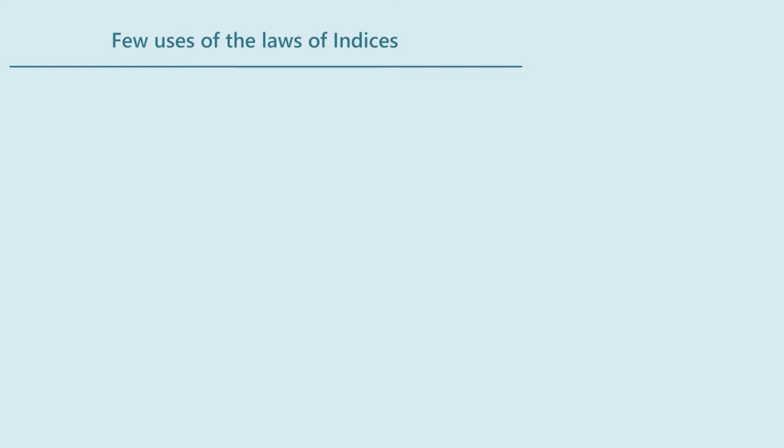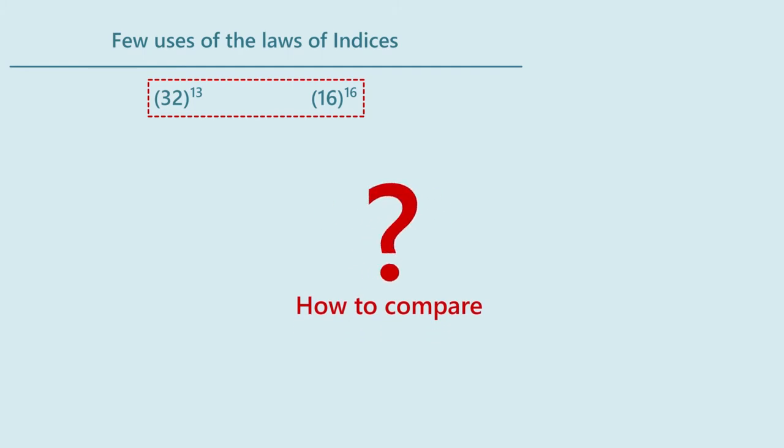Suppose you are given two numbers, 32^13 and 16^16. Remember that these two are really very, very big numbers, but they look compact by the use of index form. Can you tell which of these two numbers is greater? Observe that it is not possible to compare these numbers directly, in contrast to the direct comparison of numbers in usual decimal form.